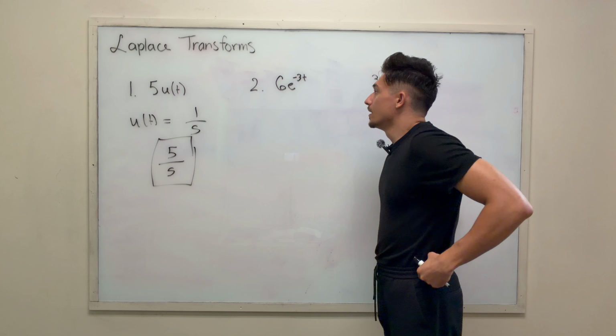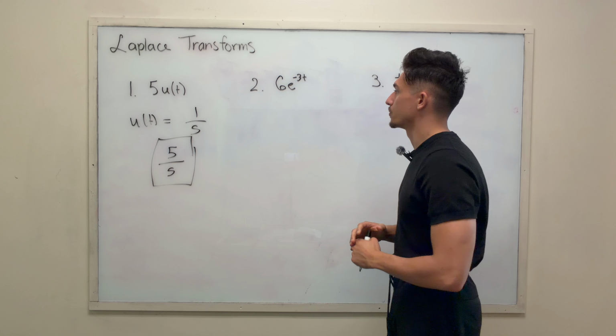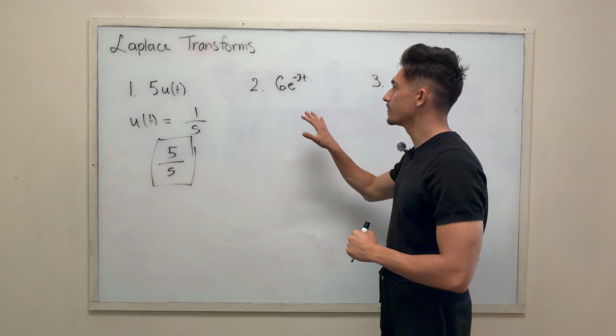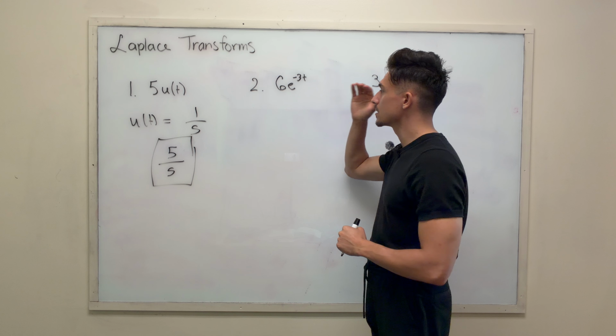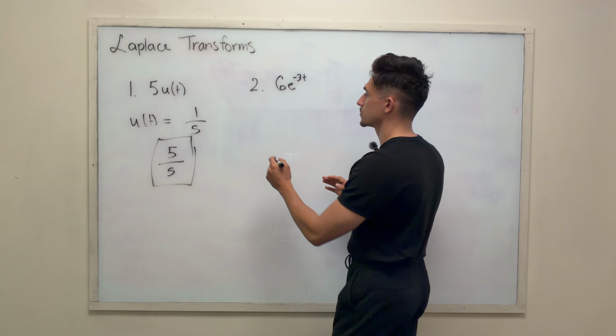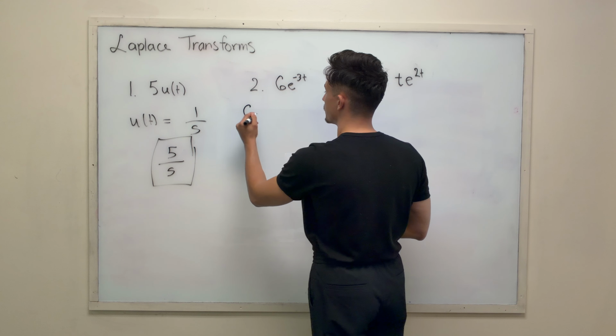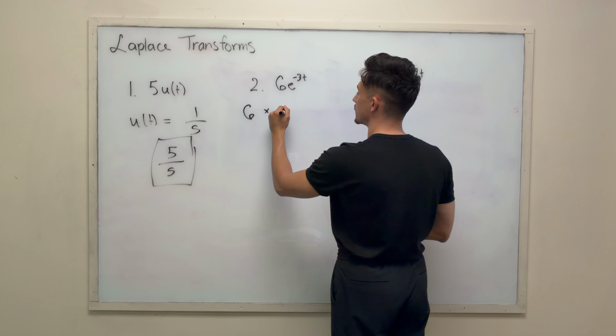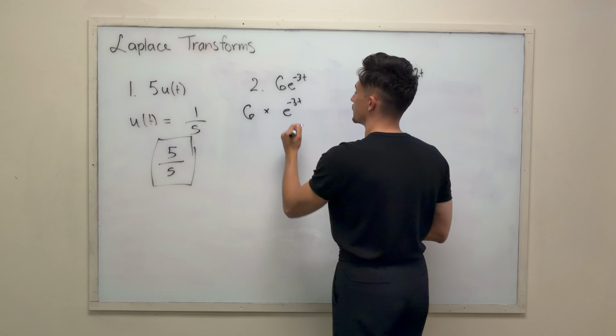Okay. The next one is a little bit different. It's a little bit trickier. Whenever you're given a functionality like this, my recommendation is taking the 6 out for the time being. So we're going to have 6 over here for now, and then we can say multiplied by e to the negative 3t.